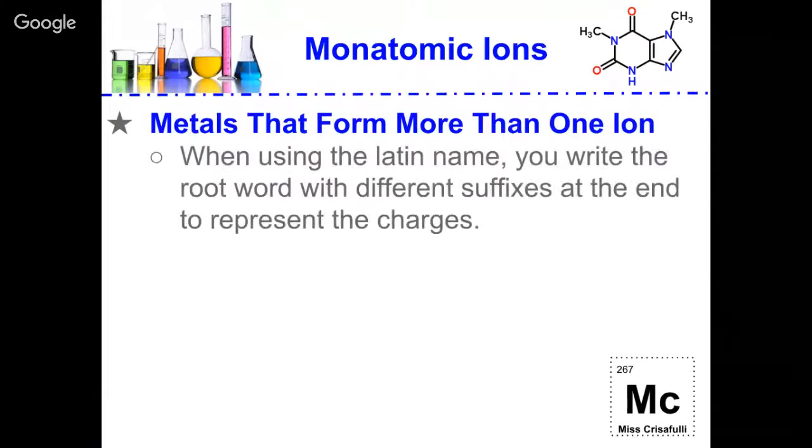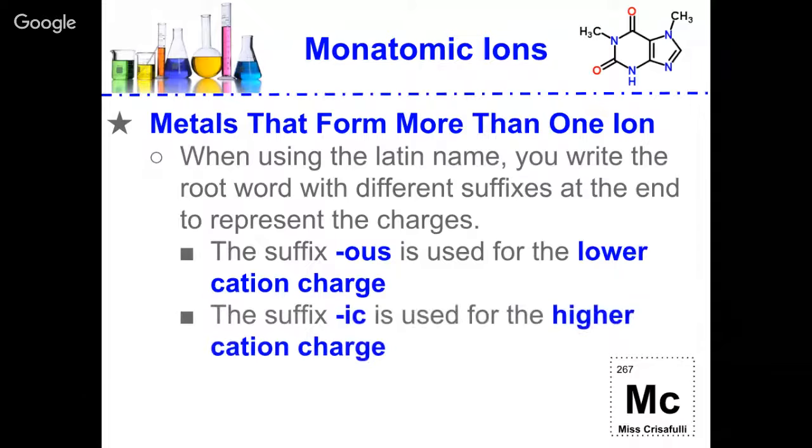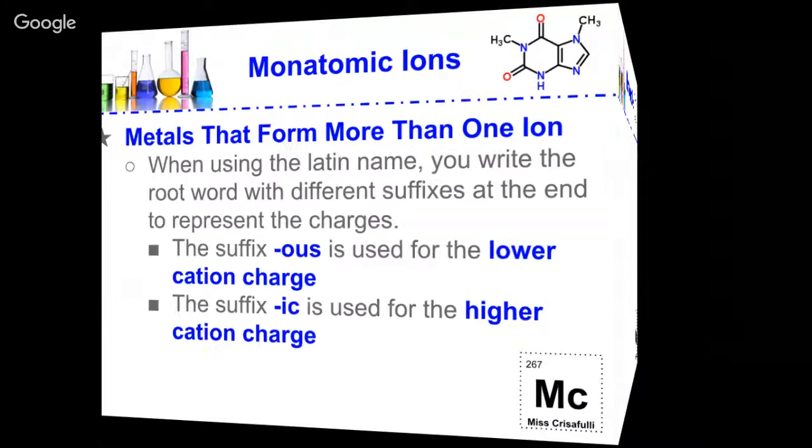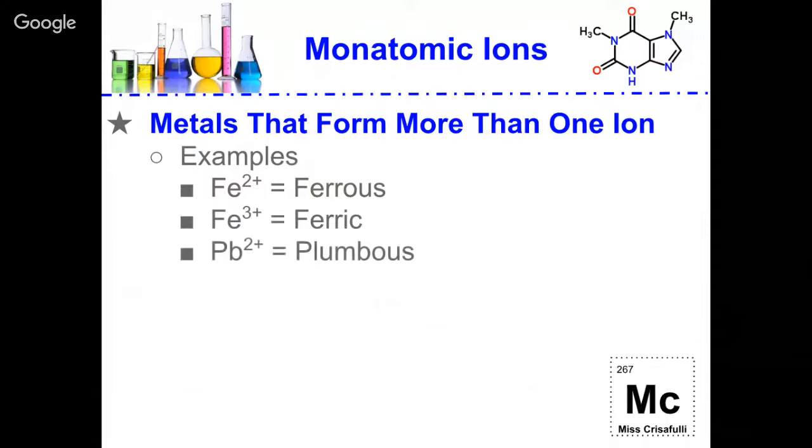When using the Latin name, you write the root word and then different suffixes at the end to represent the charges. So if the name of the cation ends in -ous, it's going to be used for the lower charge. And if it's -ic, it's going to be for the higher charge. So Fe2+, that's the lower of the two ions that iron can make, is ferrous. And then Fe3+, since it's the higher of the two charges, is ferric. Pb2+ is plumbous. And Pb4+ is plumbic.